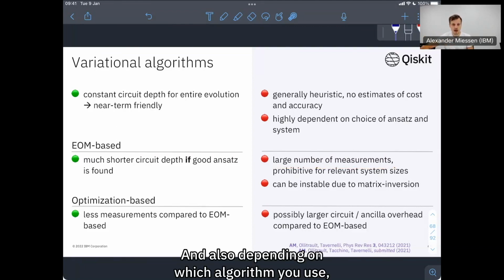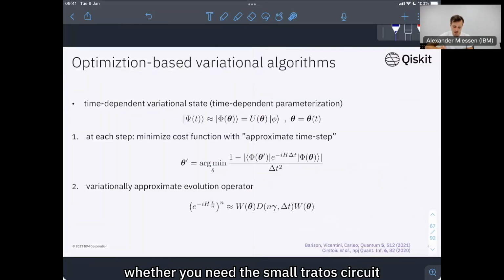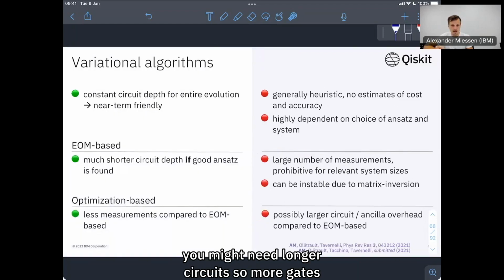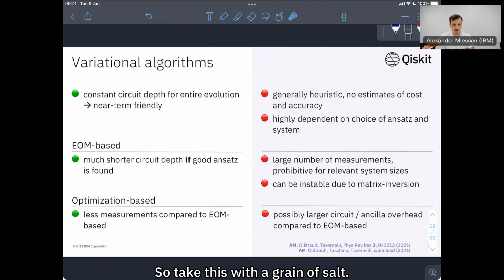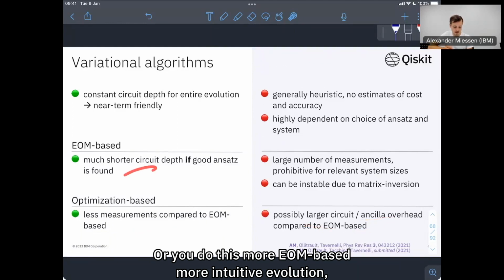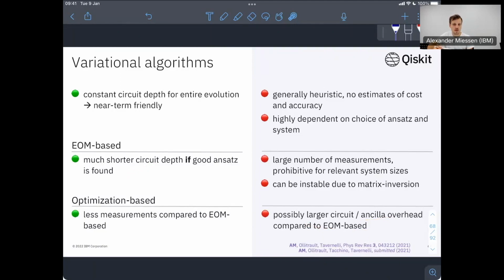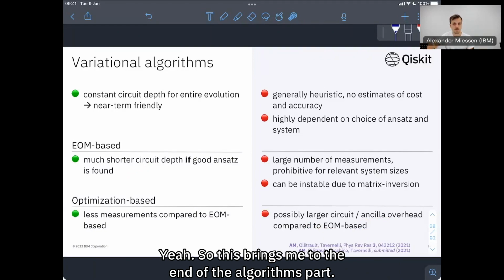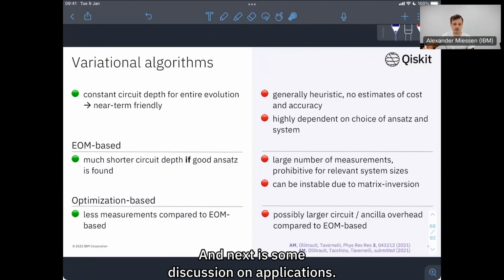And also, depending on which algorithm you use, whether you need the small Trotter circuit or you do this variational fast forwarding, you might need longer circuits, so more gates, and possibly also some larger ancilla overhead compared to the EOM-based, okay? So take these with a grain of salt. There's always a trade-off, right? So either you do fewer measurements, but then potentially longer circuits, or you do this more EOM-based, more intuitive evolution, but you might end up with a lot of measurements. Yeah, so this brings me to the end of the algorithms part, and next is some discussion on applications.